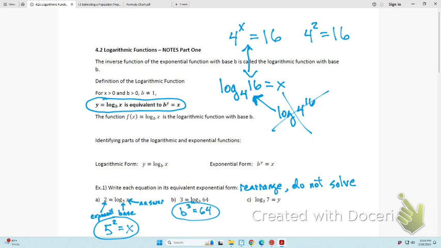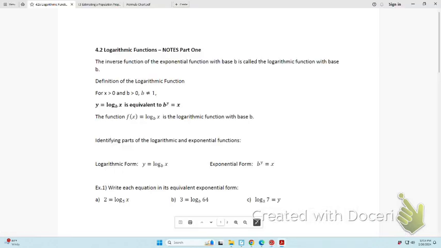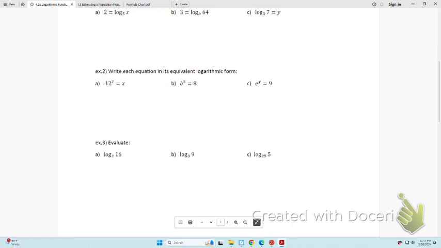All right, let's do another one. 3 to the y power equals 7. This one right here is the whole reason why we have this lesson, because I don't think anyone knows what 3 to the y power equals 7 is. But the log function can definitely tell us. All right, moving on. Let's get to number 2.